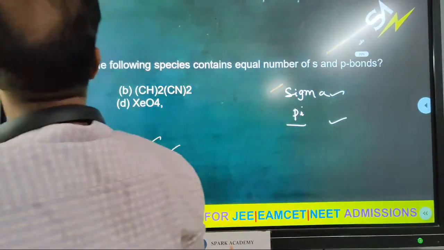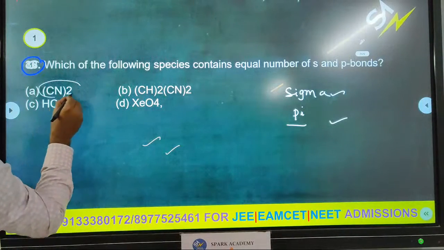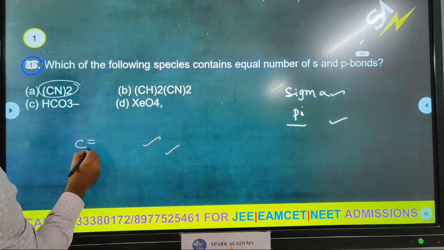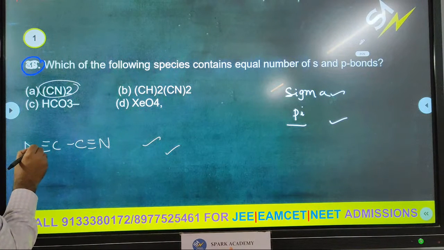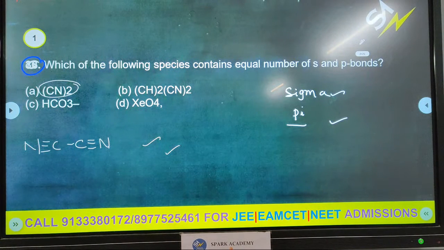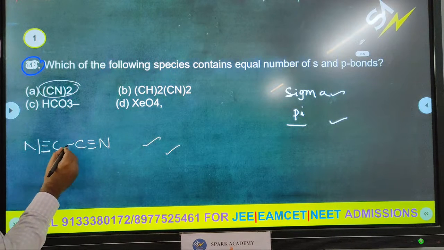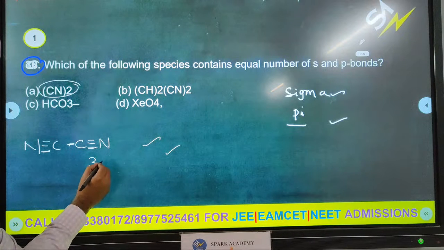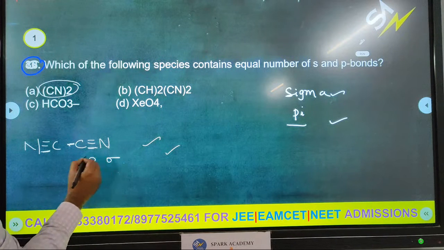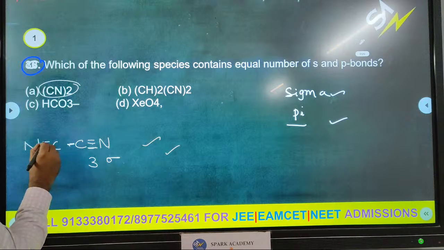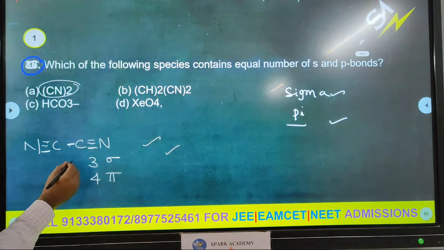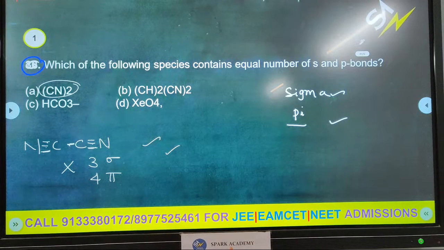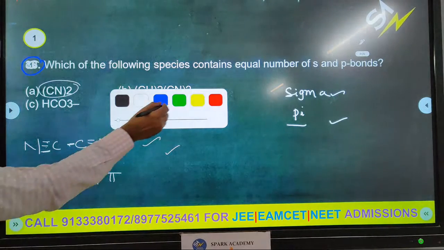Clear? Now the first one, C2. How many are there here? Which of the species contains an equal number of sigma and pi bonds? How many sigma bonds here? 1, 2, 3. 3 sigma bonds. How many pi bonds? 1, 2, 3, 4. So 4 pi bonds. So it is the wrong option because they are not equal.